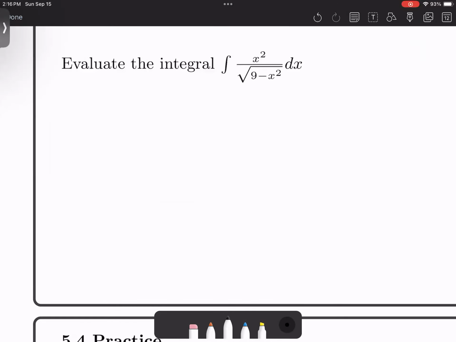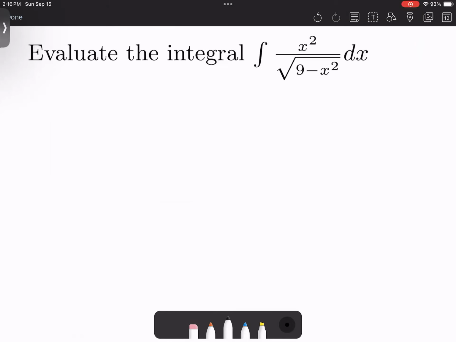So I see a 9 minus x squared there. That to me looks like the pattern a squared minus x squared, where the a is a 3. 3 squared is 9, 9 minus x squared. So this to me is going to read a sine substitution.